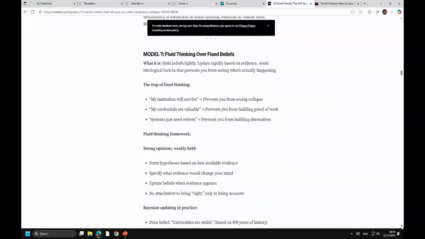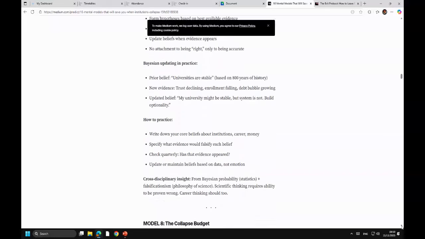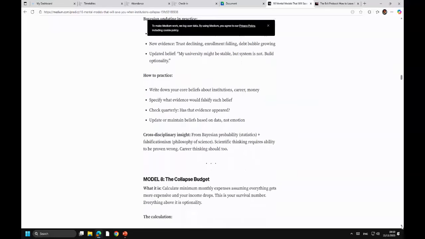So, fluid thinking. Don't have fixed beliefs. Update your thinking. Update your assumptions. Your core beliefs about institutions, career, money, challenge them.